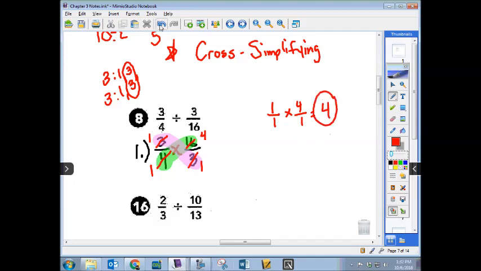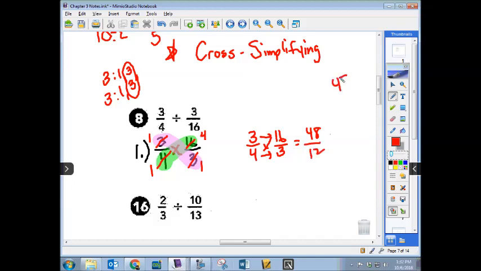Okay? Now going back here, I'll just show you real quick that it wouldn't matter. Let's say we didn't do that cross-simplifying. Actually, I'll take this off. So let's say I left it as 3/4 times 16/3. You do top times top, bottom times bottom, you end up getting 48 over 12. When you do your division, 12 goes into 48 4 whole times. We do not have a remainder. That's what we said the answer was.